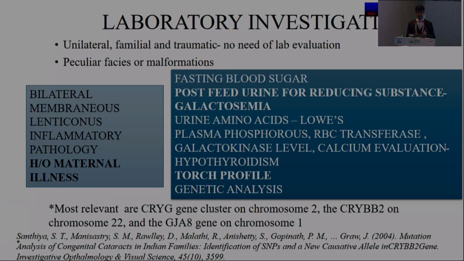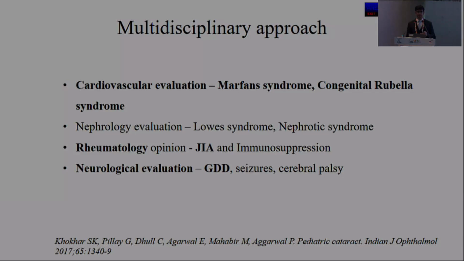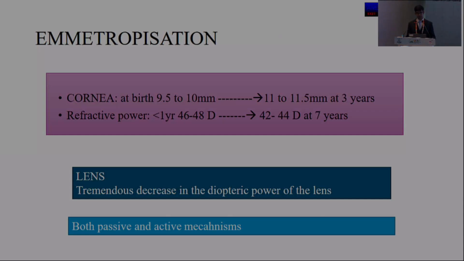Laboratory investigations become quite important in conditions such as galactosemia. So it's a multidisciplinary approach. If a Marfan's patient comes to you, we have to send them to our cardiovascular colleagues. If a GIA patient comes to you, we have to send them to our hematology colleagues. In GDD patients, a pediatric neuro consult becomes important.